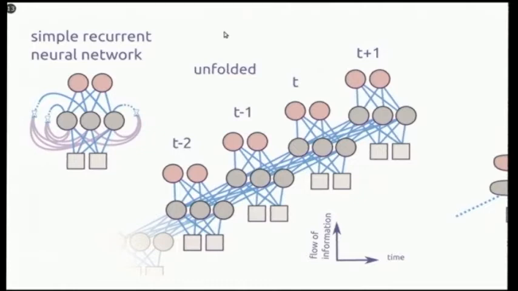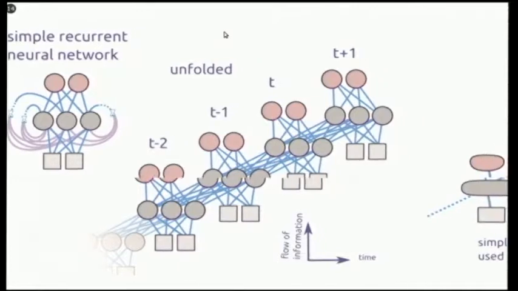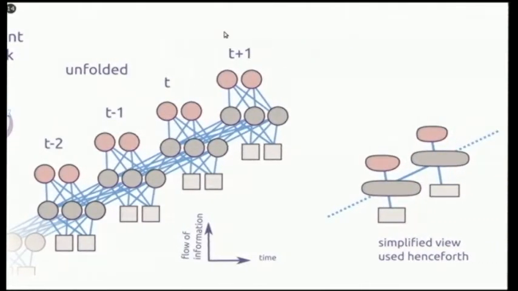So the hidden layers, they feed themselves up that way. And the inputs keep coming in, the outputs keep coming out. And that's the basic simple recurrent neural network. And from now on, I'm going to start using this kind of picture because it's easier to draw.